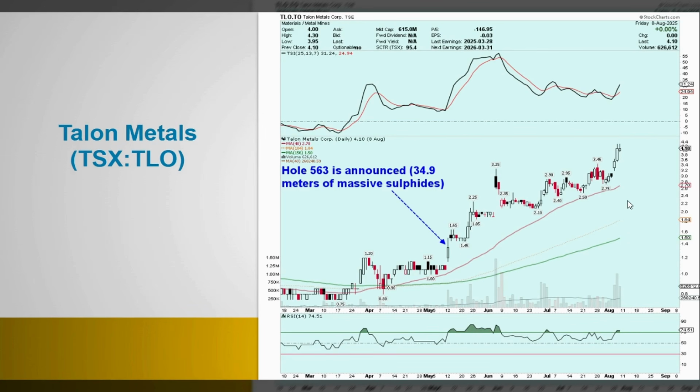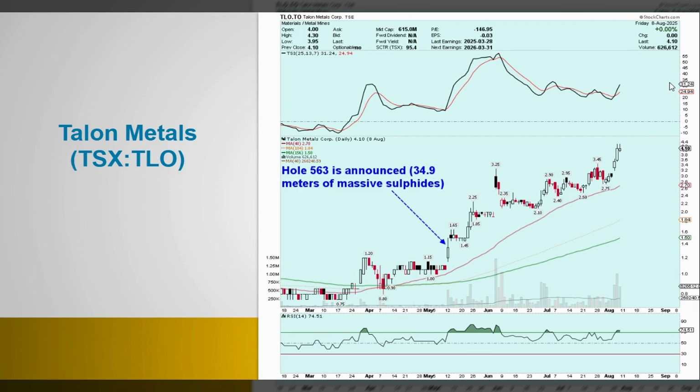Talon Metals. So this one didn't quite meet all the criteria because they had money, but the market knew they were going to raise more money, right? So there was kind of a financing overhang when this discovery hole was announced in May of 2025. Basically 35 meters of massive sulfides, an incredible hit. But still, despite the fact there was a quote unquote financing overhang, and they in fact did announce a financing soon thereafter, you can see what it did and what it continued to do.